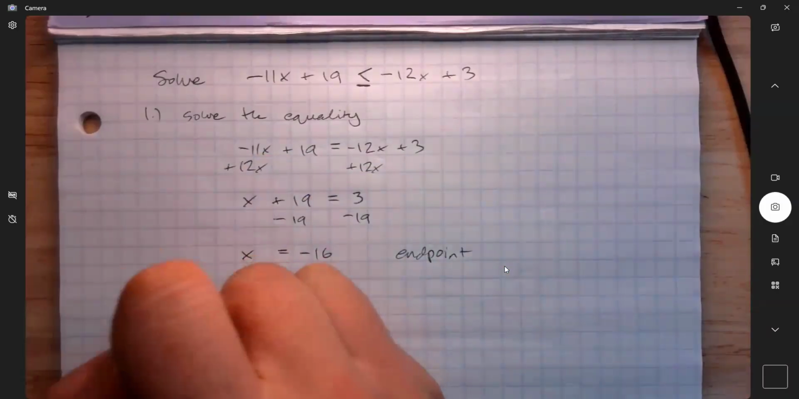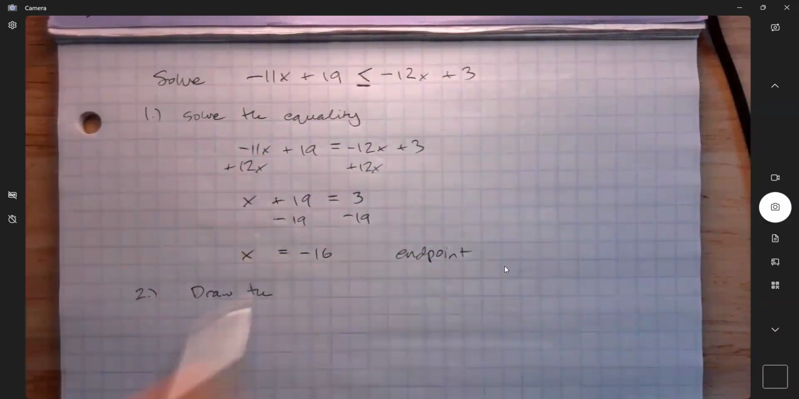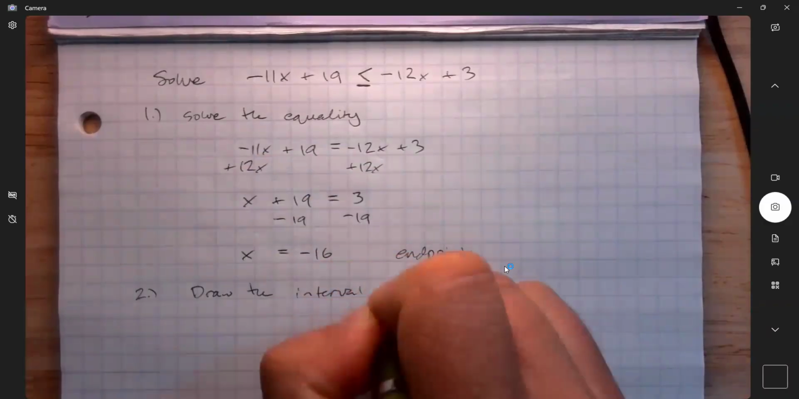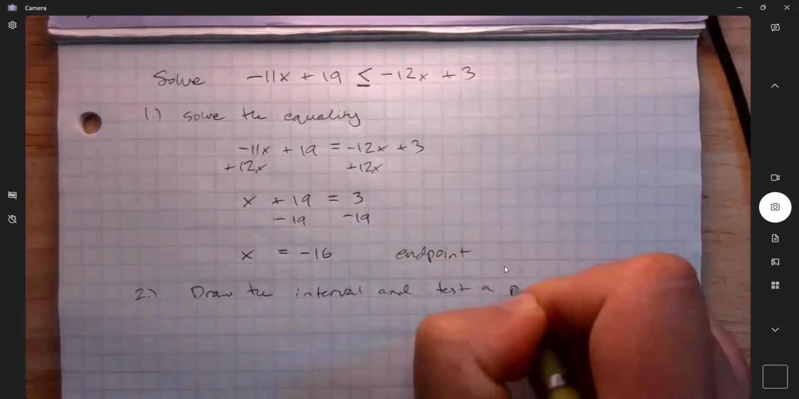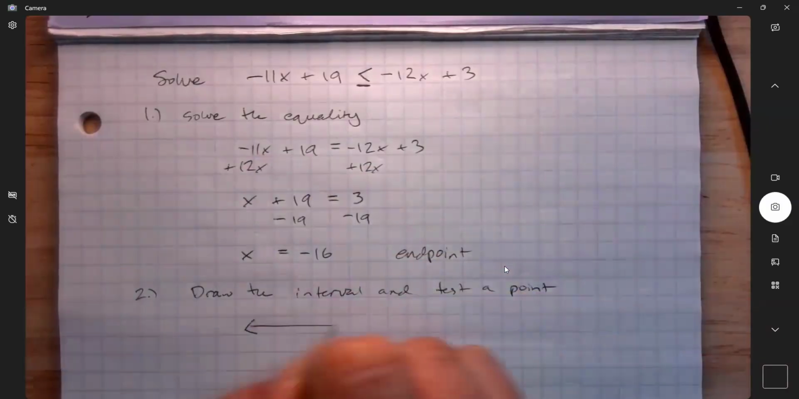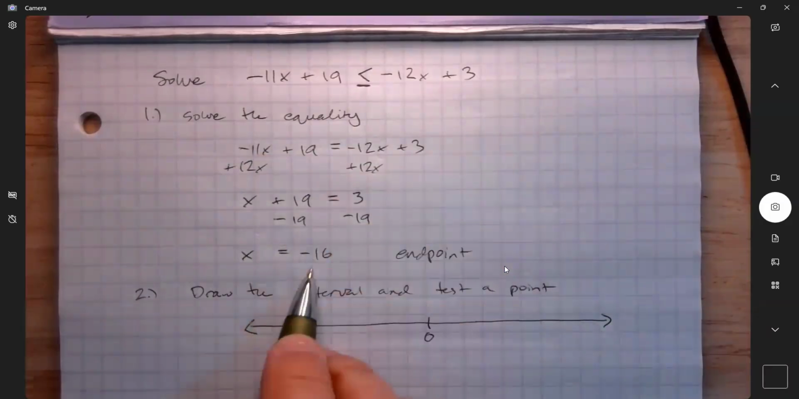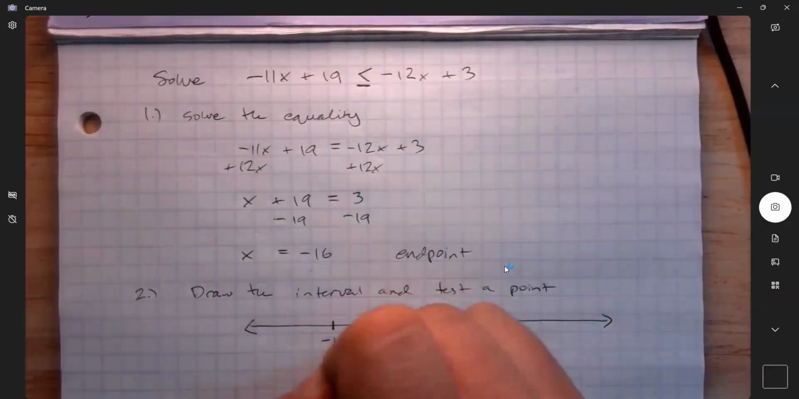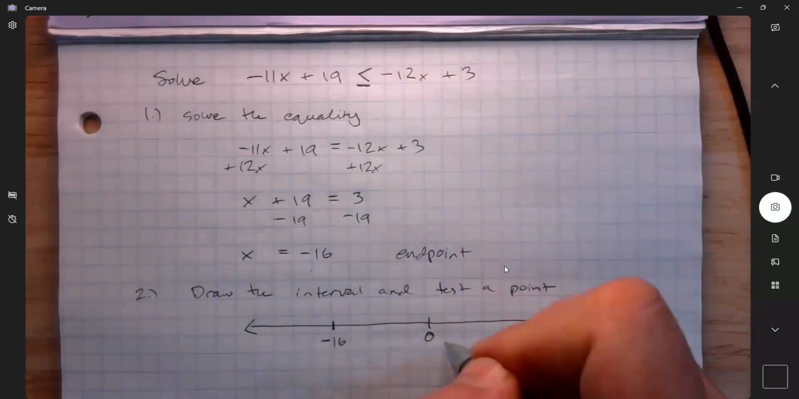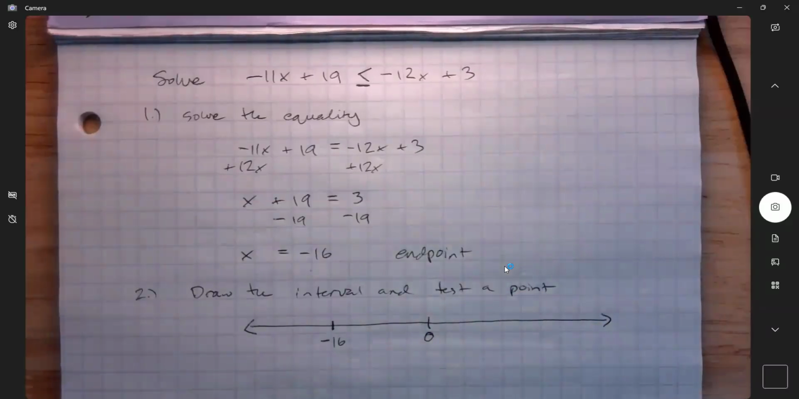So two, draw the interval and test a point. I'm not going to worry too much about scale here. I got negative 16, so let's say that point is negative 16 there. I have lots of options for my test point, but I'll tell you the easiest option is usually 0. Let's try it. Let's try x equals 0.